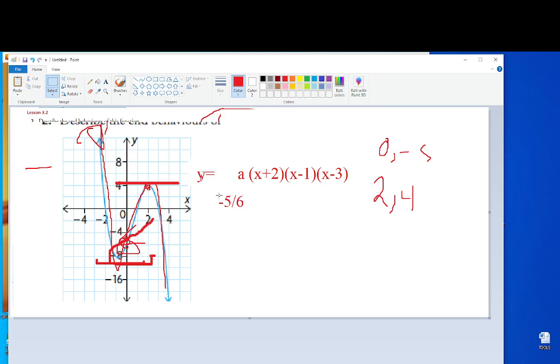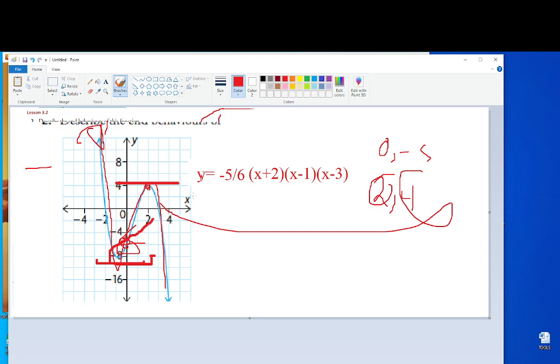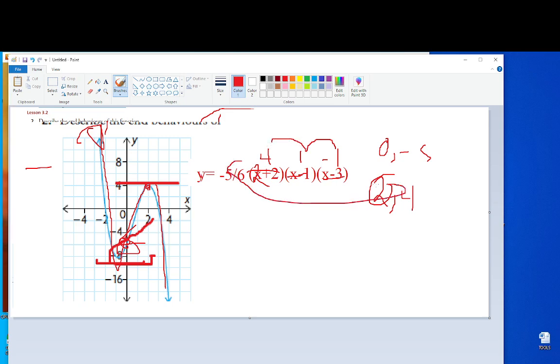Now, to test this out, if I really want to test it out, I know that when x is 2, I should get a 4. At least I hope so. So let's pretend I put a 2 in here and see what happens. Well, 2 plus 2 here is 4. 2 minus 1 here is 1. 2 minus 3 here is -1. -1 times 1. Yeah, I don't think this quite works. So 2 comma 4 is probably not a legit point. And I get -4. Maybe I did the other ones wrong.